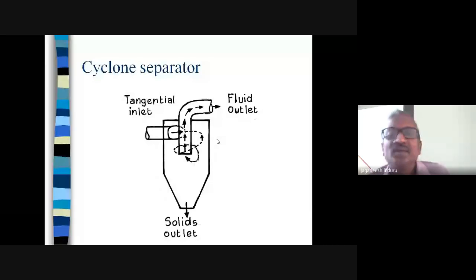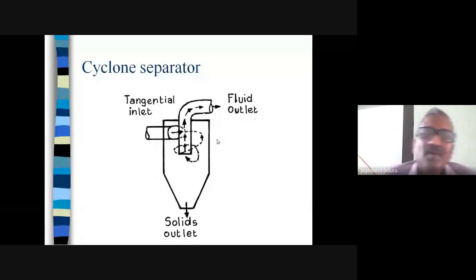Now, till now, whatever we have seen, either it is a sieve analysis, an Alpine air jet, a shaking screen or a vibrating screen, you had one screening medium or sieve present. But this is the equipment where you don't have any size separation medium, like a sieve or a screen, but still you will get a separation.